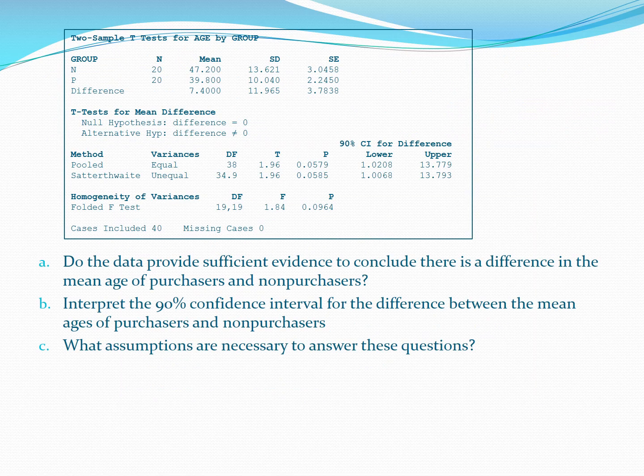So here's what I want you to do for me. I want you to do a test of hypothesis. Do the data provide sufficient evidence to conclude there is a difference? Notice the printout I gave you. I gave you a two-tailed printout. I'm asking for a two-tailed test. So that should be pretty straightforward.